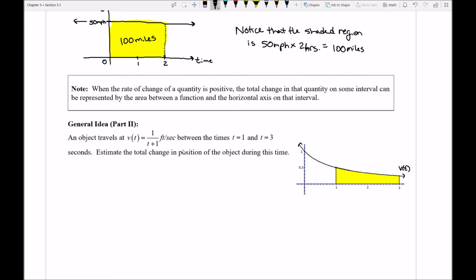So how in the world am I going to try to find this area? Because what I'll notice is that it should represent the total number of feet. I have seconds down here, and I have feet per second in this vertical direction, so the total amount of space should represent a given amount of feet.